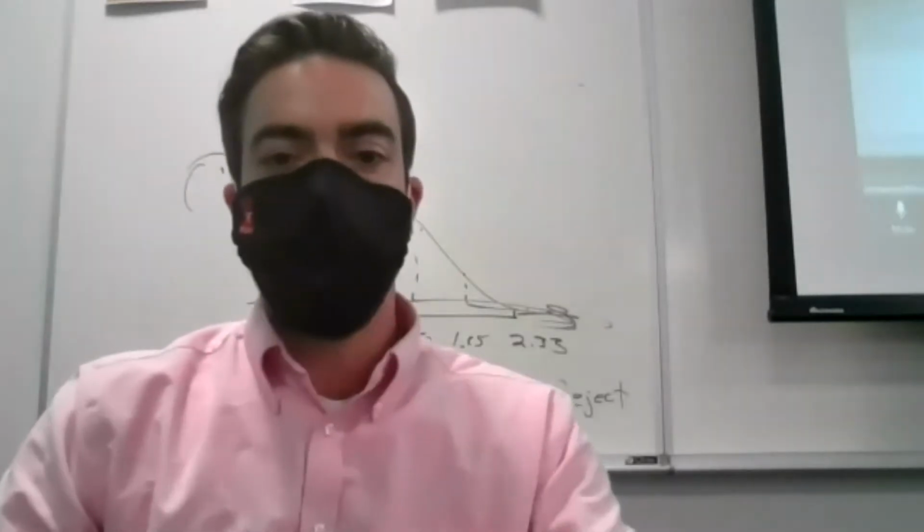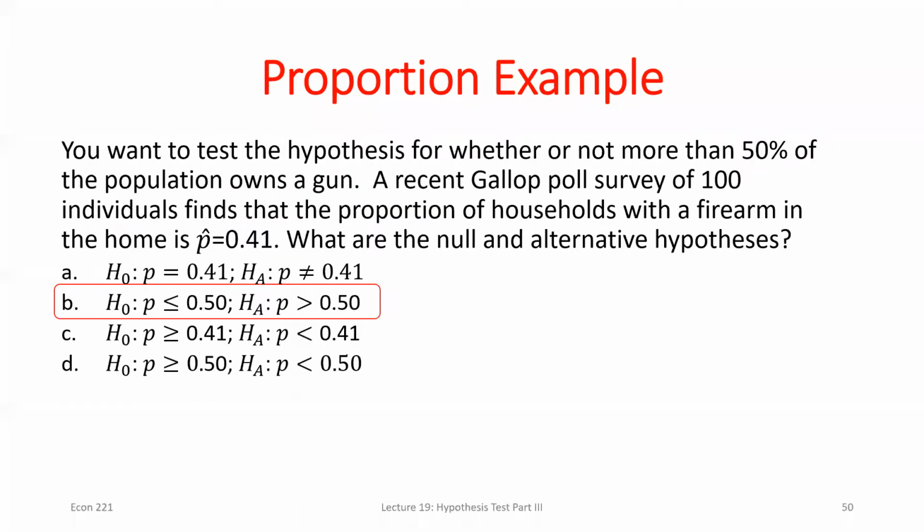But if I just looked at the original problem, I want to point this out. Here's my null hypothesis, that the true population proportion is less than or equal to 0.5. I found a sample proportion of 0.41. That sample proportion supports the null. So am I going to reject the null? No, I found evidence that supports it.